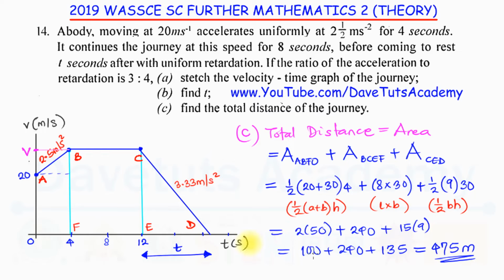from the graph. This is how we actually go about solving questions on the velocity time graph, and we have been able to find the acceleration, the retardation, the unknown time, and then the total distance covered. All right.